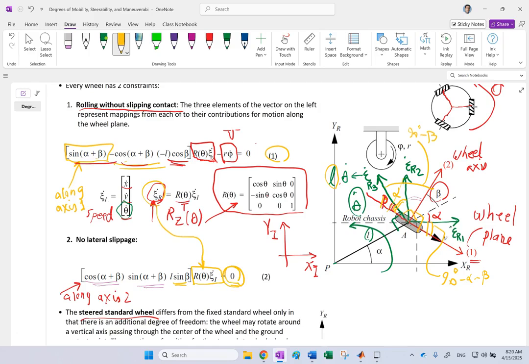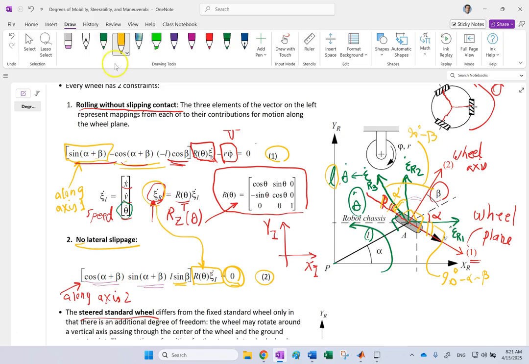Why? Because your wheels cannot do lateral slide. Your wheel will never move along its axis of the wheel, right? It can never move laterally. So all of that should be equal to 0, and then equation 2 is going to be your second equation. Okay, so that's how we formulate rolling without slipping and no lateral slippage along the wheel plane and the axis of the wheel.